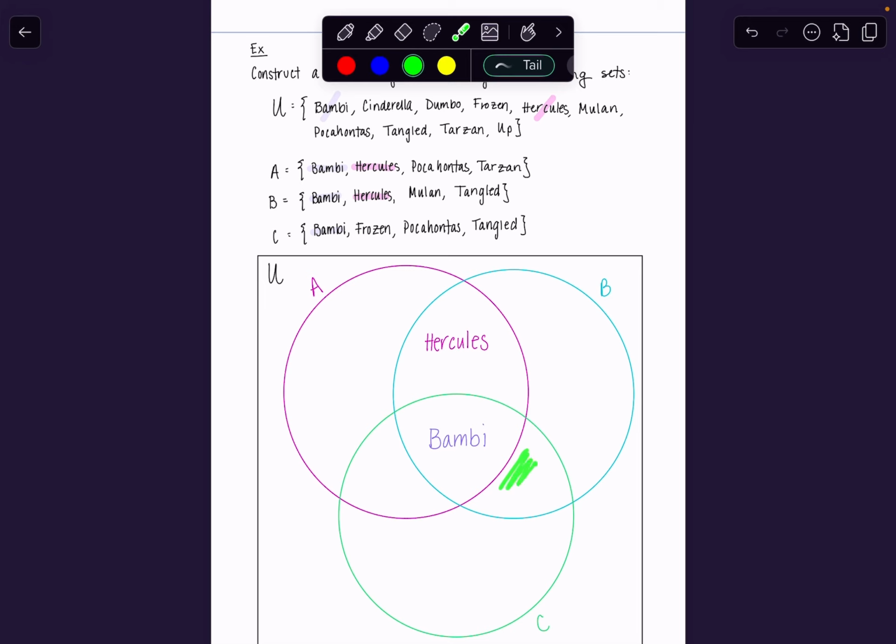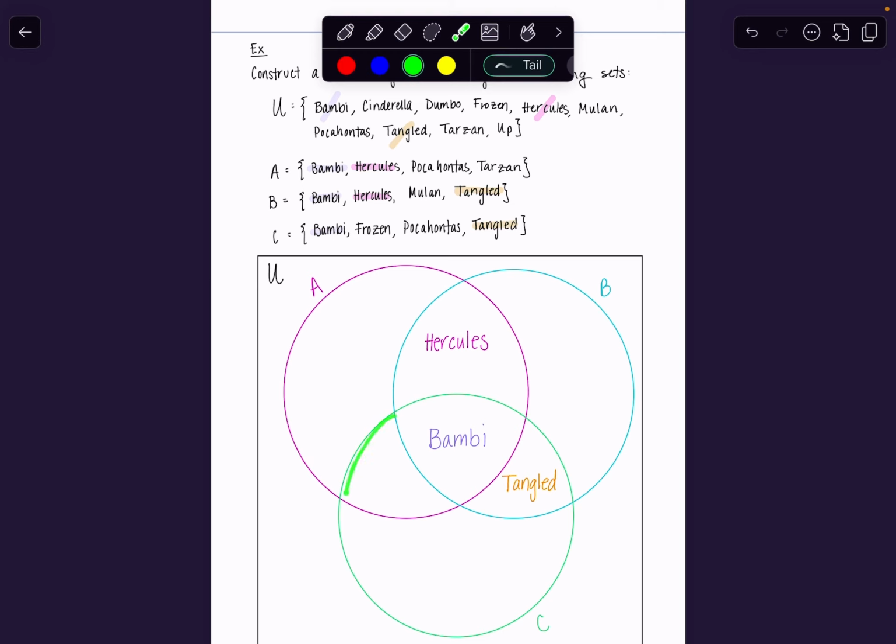Then we do the same thing. If I look at this section next, this is the overlap of the circles B and C, but it's not in A. So I need to go ahead and compare these two and see, is there something in common? And indeed, they both share Tangled. So I'm going to go ahead and mark Tangled off. And that's going to go right here. Okay.